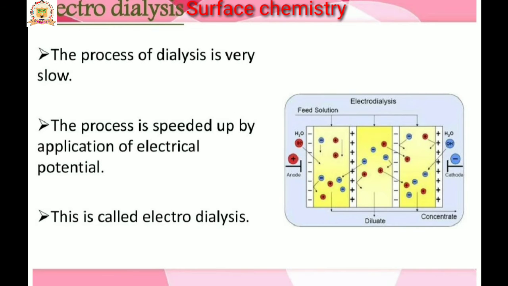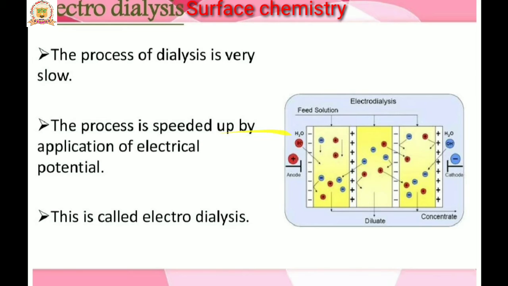The second purification method is the electrodialysis method. In this, the process of dialysis is very slow. Why is the process very slow in dialysis? Because the colloidal particles are large, they can't move through the semi-permeable membrane. Only the ions and small molecules can move. So the process of dialysis is very slow. By applying an electric field, the process becomes very fast. That process is called the electrodialysis process.